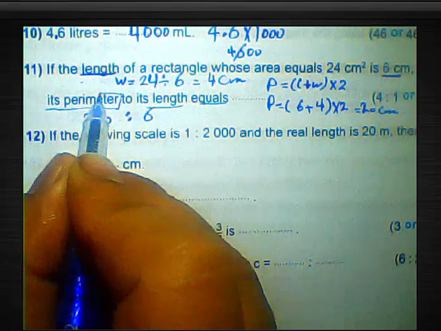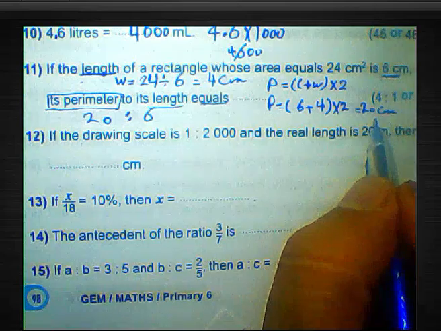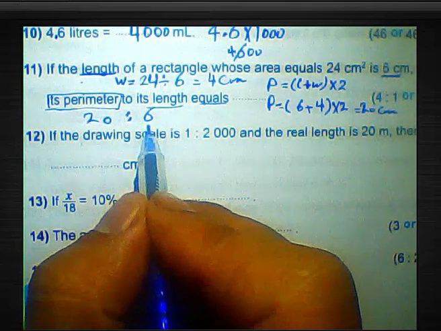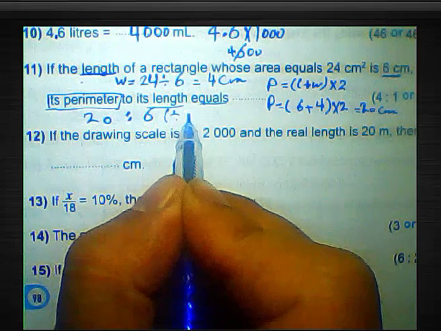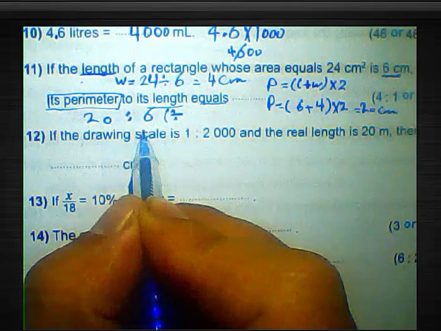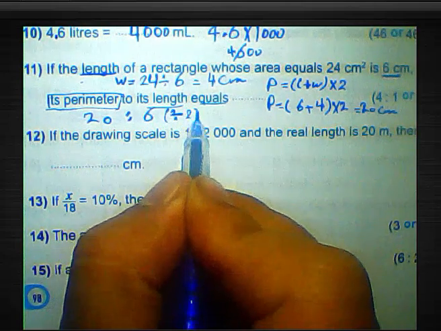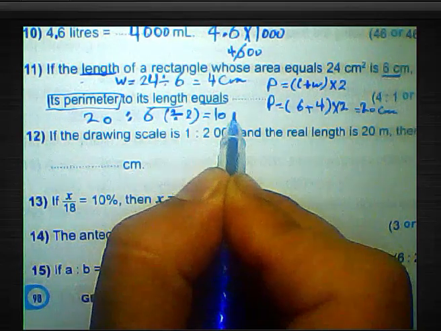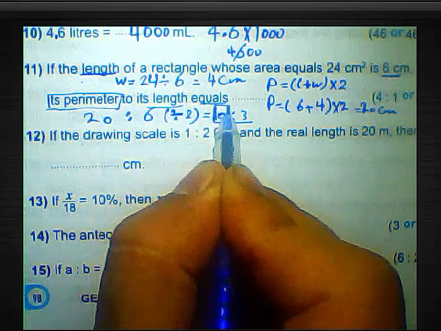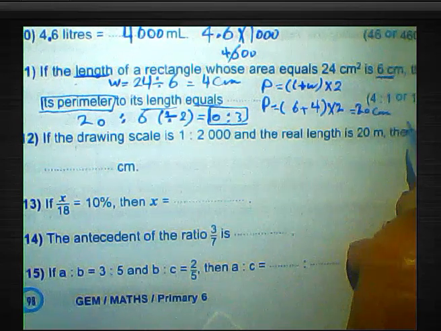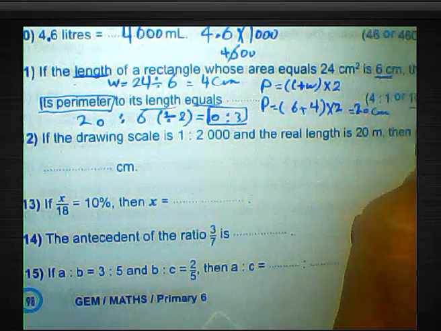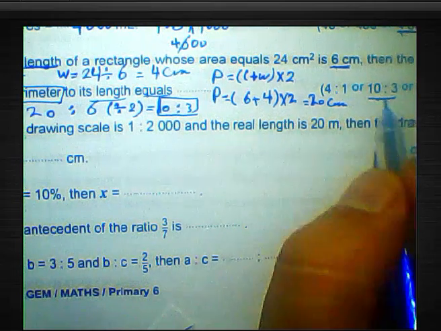Why? Because we got the perimeter, 20 centimeters, and he gave us the length, 6 centimeters. So you can divide by 2 to simplify it. 20 divided by 2 equals 10, and 6 divided by 2 equals 3. Then the ratio will be 10 to 3. The ratio between the perimeter of the rectangle and its length is 10 to 3.